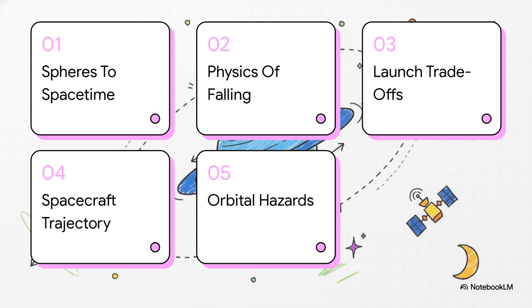Okay, here's our mission flight plan. We'll kick things off with Phase 1, from spheres to space-time. Then move into Phase 2, the physics of falling. After that, Phase 3 covers launch and energy trade-offs, followed by Phase 4, designing your spacecraft trajectory. And we will wrap it all up with Phase 5, surviving long-term orbital hazards.